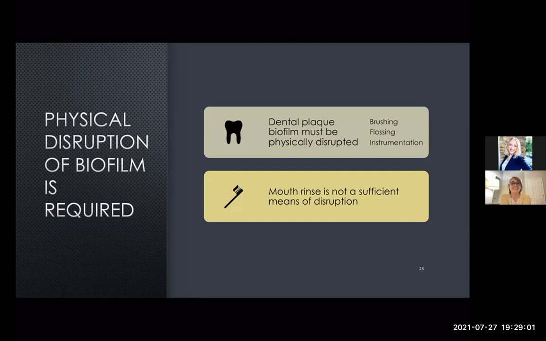Mouth rinse is not a sufficient means of disruption. This is why we see kids go to college, their mom's not asking them if they brush their teeth anymore, and all of a sudden they have tons of plaque and bad breath because they stopped brushing and flossing. They thought they could just get away with mouthwash. Not the case.